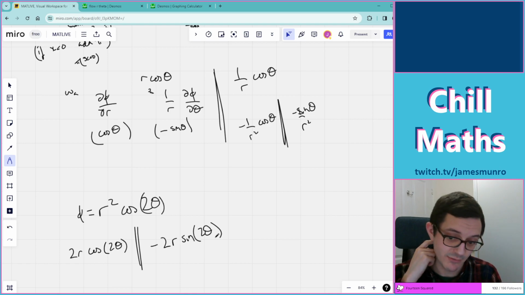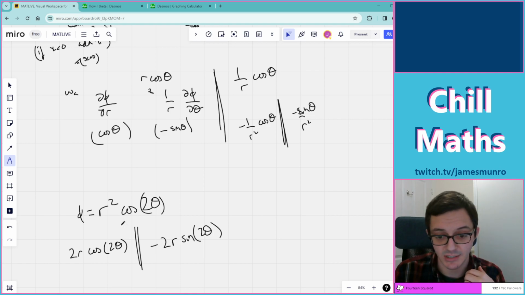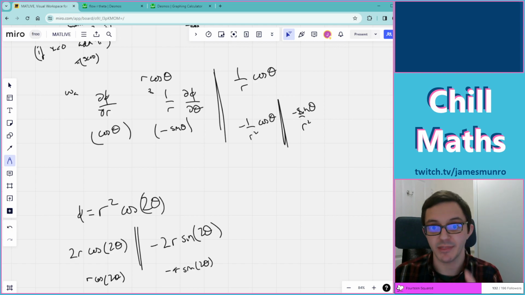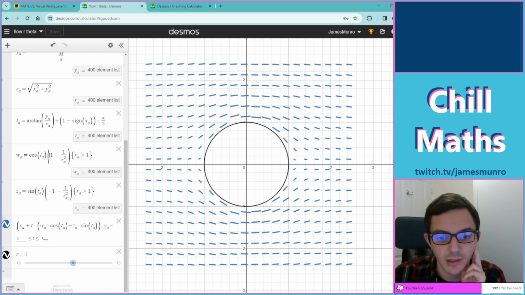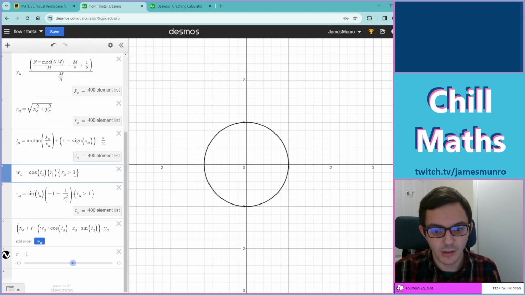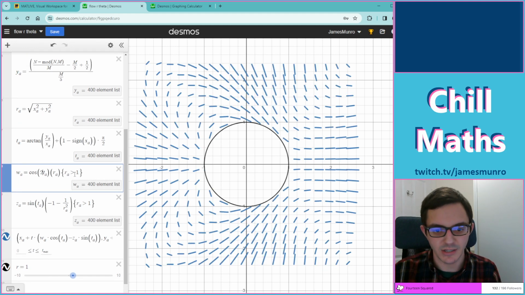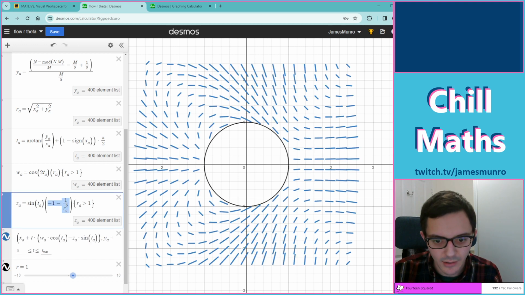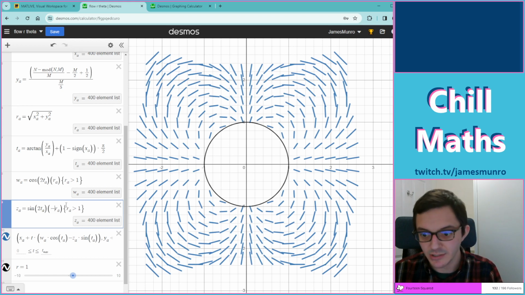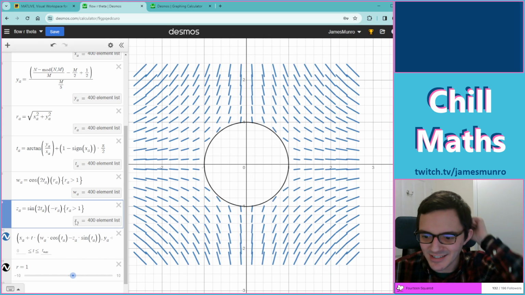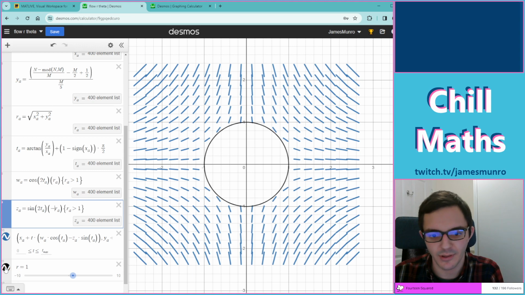I'm going to ignore the factors of 2 out the front, because that just makes everything twice as large. So I'm going to plot r cos 2 theta for my radial component, and I'm going to plot r sine 2 theta with a minus sign for my theta component. Right, okay, let's type those in. So in here, I'm going to go r, and I said cos 2 theta, and in here, r, and I said sine 2 theta, and I said minus sine. Aha, there we go. This is a flow that I've seen before.